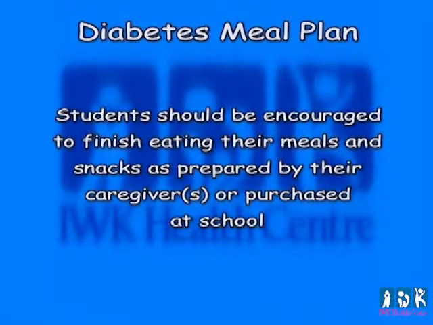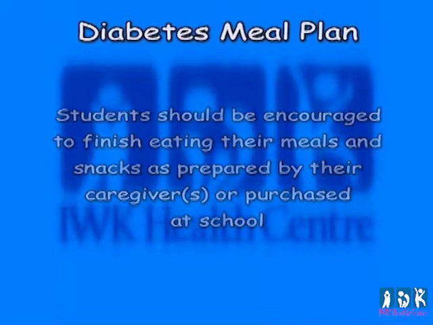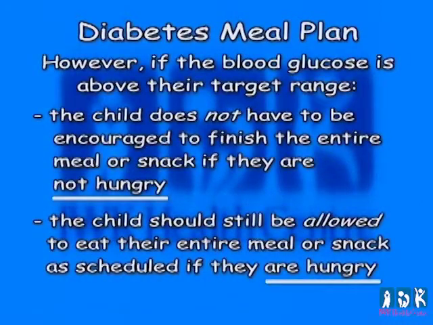When following a diabetes meal plan, children with diabetes should be encouraged to finish eating their meals and snacks as prepared by their caregiver or purchased at the school. However, if the blood glucose is above the target range when tested before a meal or snack, the child does not have to be encouraged to finish the entire meal or snack if they are not hungry. But the child should still be allowed to eat their entire meal or snack as scheduled if they are in fact hungry. Never withhold a scheduled meal or snack from a child with diabetes because of a high blood glucose reading.